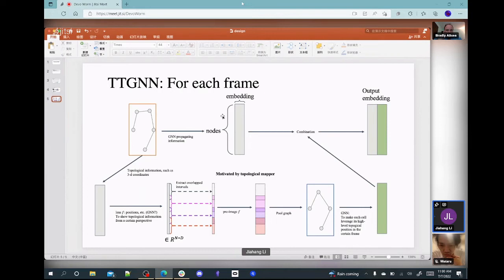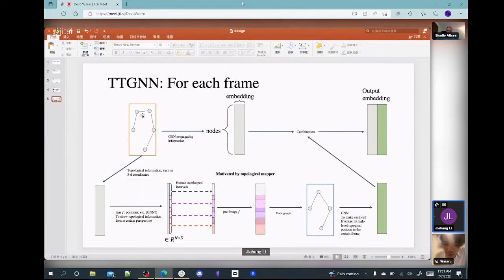a topological mapper. And the first part is the GNN, which simply propagates information on this graph to obtain the ordinary embedding of this graph, which is this one. And if you could not hear me clearly or something else, just type in Slack so I will know. Oh, this is very good. Yeah, the quality's a lot better.